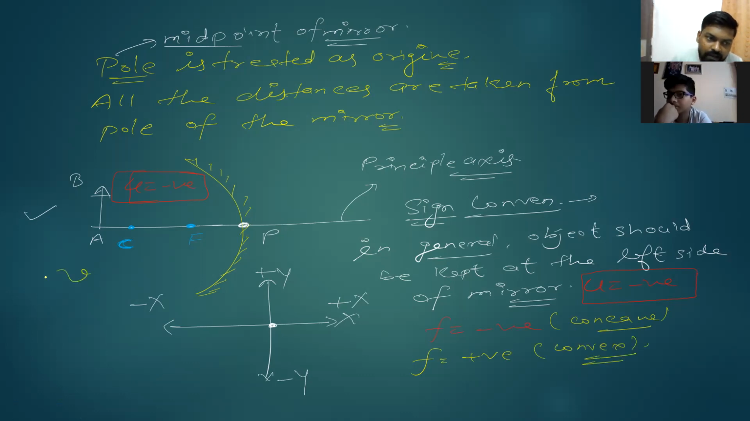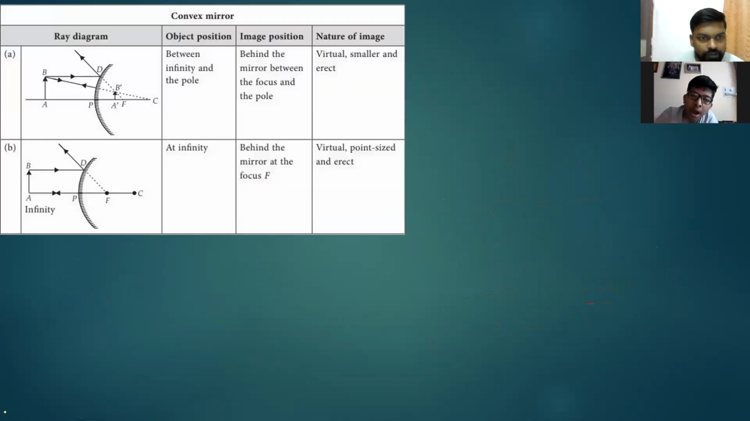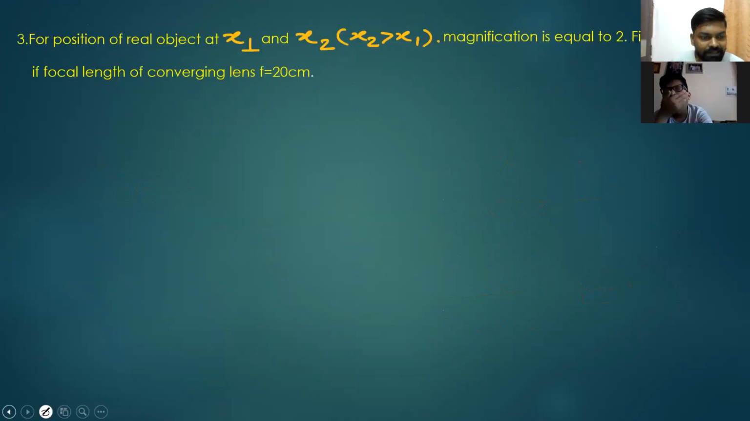Now what about V? V is what? The distance of image. And as we know, all the distances are taken from origin. If anybody says that image is formed at a distance of 10 centimeters, it is understood that the 10 centimeters are taken from the origin. Is it okay or not? Yes, sir.